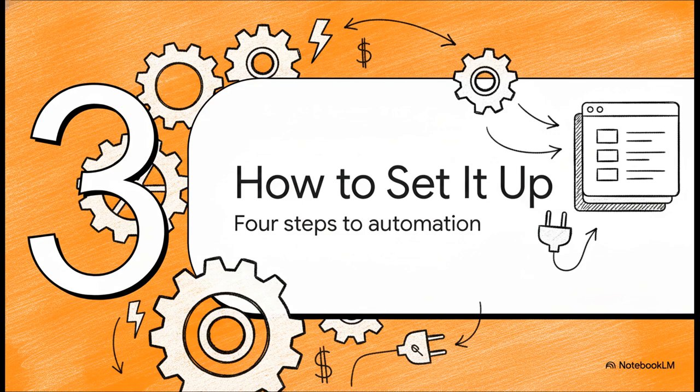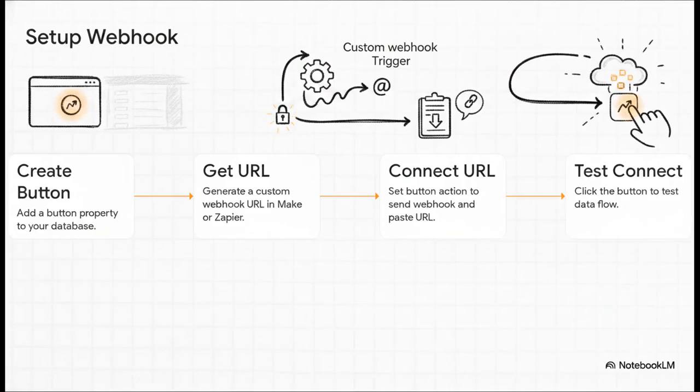So let's get into section 3, how to set it up. 4 steps to instant automation. Now that we know why this is so insanely powerful, I want to walk you through exactly how to build this in your own workspace. The setup is surprisingly elegant. You'll start right inside your Notion database by creating a new property and just selecting Button as the type. Easy enough. Next, you jump over to your automation platform, like Make or Zapier, and you generate a custom webhook trigger URL.